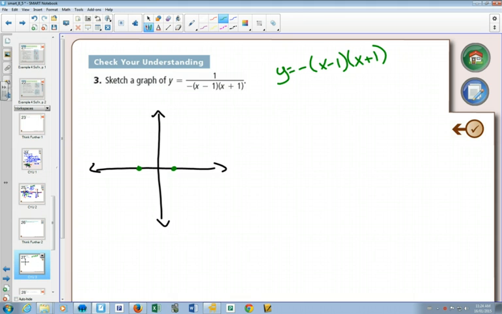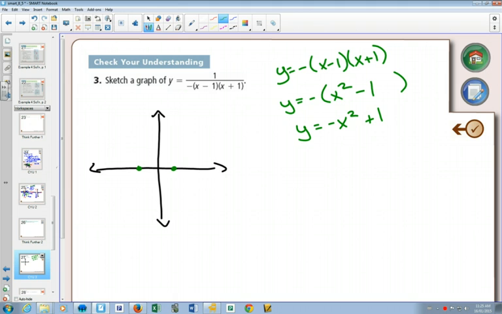If I multiply this out, I'll start by foiling out the brackets. I'm going to get x squared minus 1 because it's a difference of squares. And then if I distribute my negative, I get negative x squared plus 1. This is just the expanded form here. Sometimes, like this case, it works out perfect.